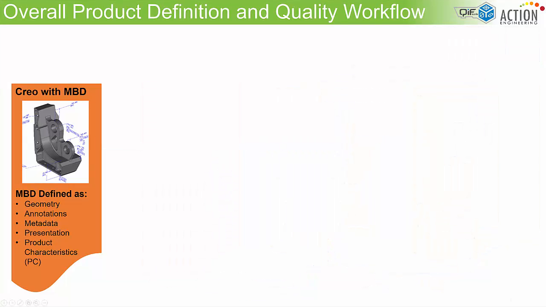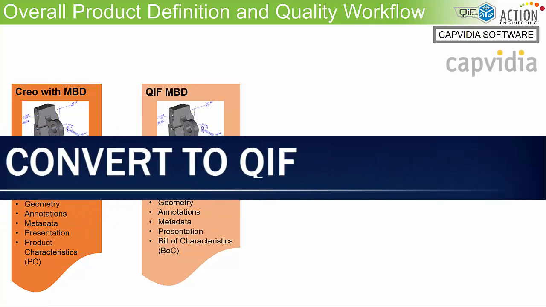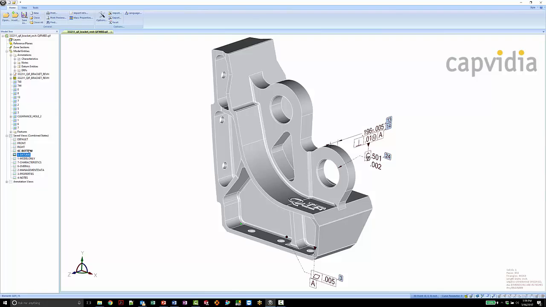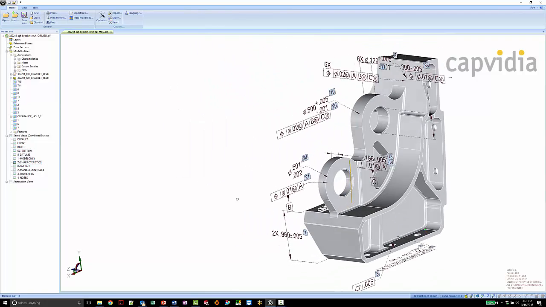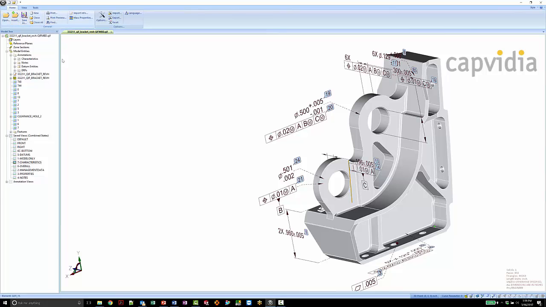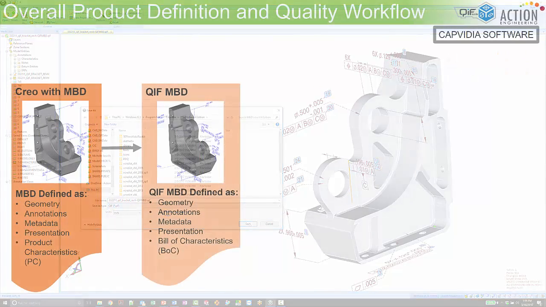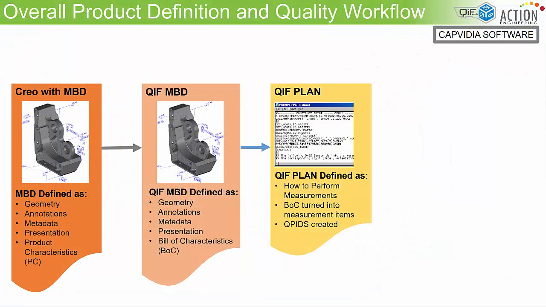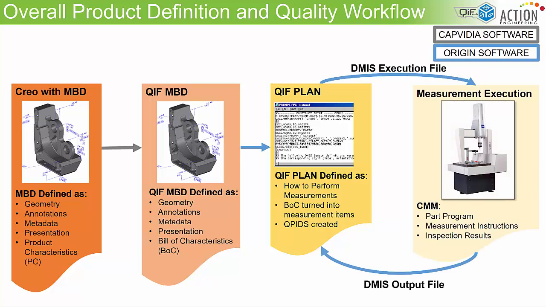Once the Creo model is complete, we then generate the QIF model. At this point, product characteristics may be extracted from the native Creo 3D annotations. In QIF language, this file is the QIF MBD. Exporting the QIF MBD model is as simple as clicking the QIF export button. The next step is to extend the QIF plan with specific information regarding the measurement methods. In this case, we've identified a coordinate measurement machine, or CMM, as our measurement method.